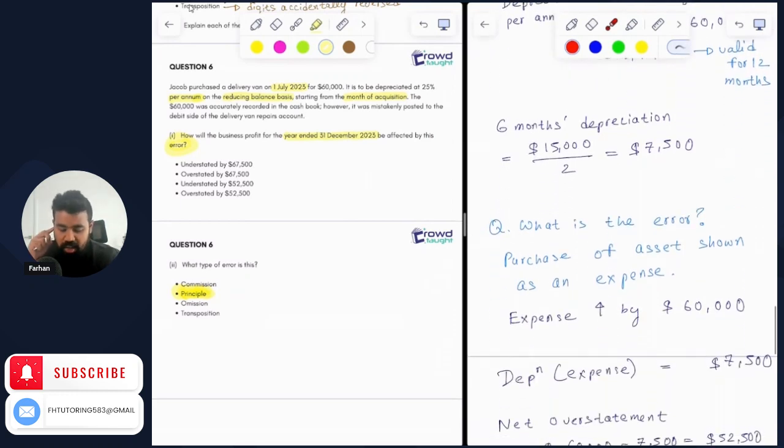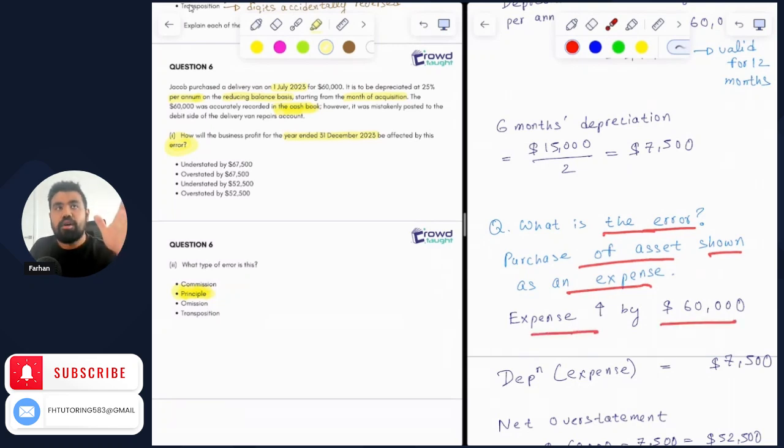Now, what is the error in terms of recording the transaction in the books? We know that we accurately recorded this in the cash book, which is basically showing that you have a cash outflow. But what happened was that you ended up showing this as a repairs expense and not the purchase of an asset. So the error here is that the purchase of an asset is shown as an expense. Okay. Again, this is an error of principle because assets and expenses are different categories, and this transaction has clearly been misplaced in the wrong category. Now, because of the error that has been made, we are overstating expenses by $60,000, because we are showing a repairs expense of $60,000.